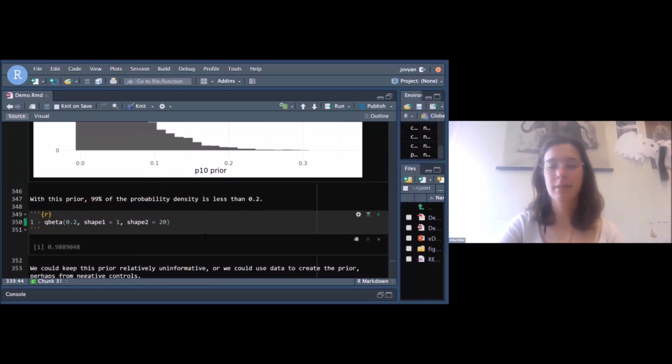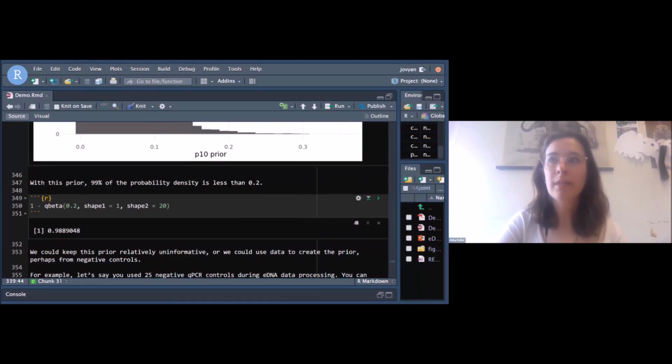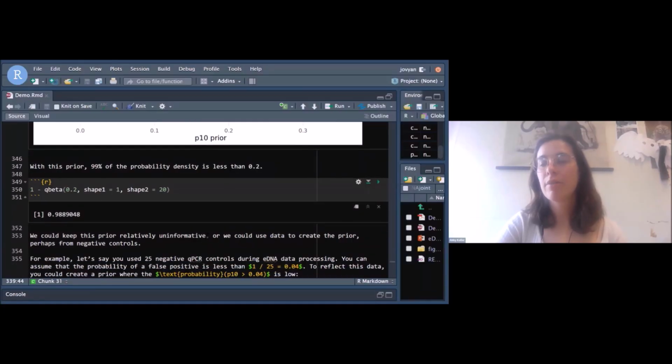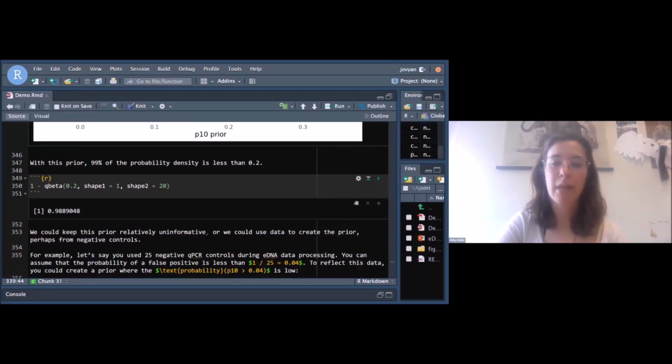So just to make this calculation more precisely, 99% of the probability density is less than 0.2. So I would consider that prior to be relatively uninformative, but you could also use some data to create the prior. So perhaps from negative controls.